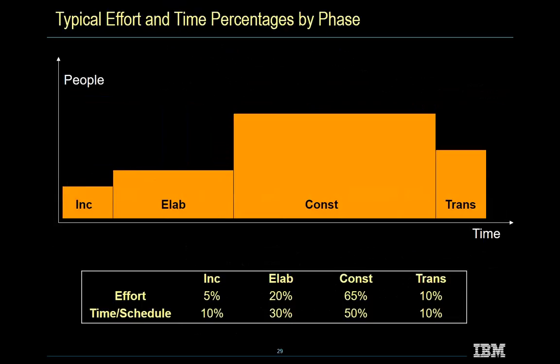At the end of the day, it is a team effort. Typical effort and time percentage by phase. Planning phase, the initial phase, maybe 5 to 10%. Understanding the business requirement document could be 20 to 30%. Most of the time goes into the construction. So 60 to 70% of the time, plus or minus, goes into building and constructing the solution. The remaining 5 to 10% of the time goes into transition.